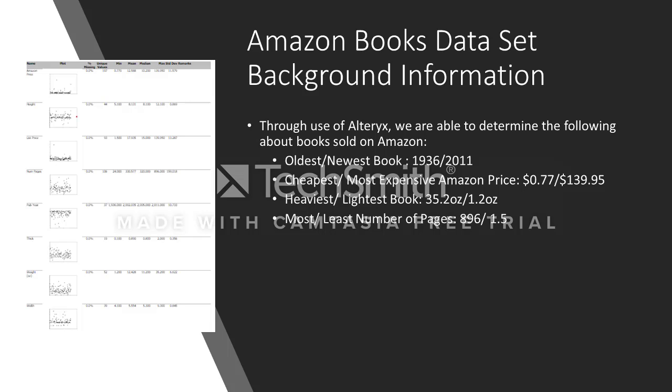Through the use of Alteryx, we will be able to determine the following information of the books sold on Amazon. First, we will be able to determine the oldest and newest book, oldest being 1936 and newest being 2011. The cheapest books that are sold on Amazon, which is about 77 cents, and the most expensive Amazon price, which is $139.95. The heaviest book, the lightest book, the most and least number of pages of the books that are also sold on Amazon.